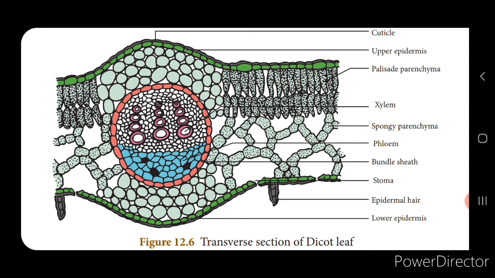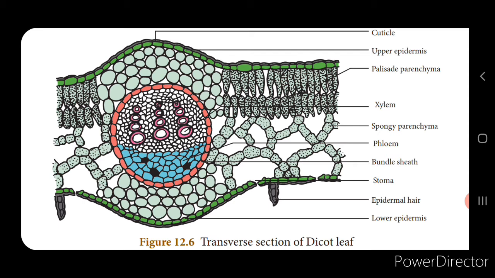It is present below the upper epidermis, isn't it? And you can see these parenchymatic cells are elongated. It is like a tube-like structure, isn't it? And you can see the dotted lines on the parenchymatic cells. These are the chloroplasts, and they do not have intercellular space. They are closely packed, and since they contain chlorophyll, they take part in photosynthesis, the preparation of food.